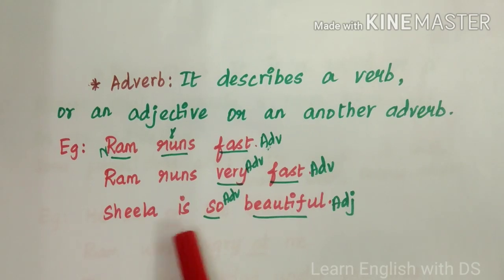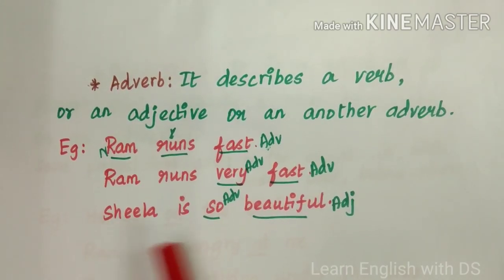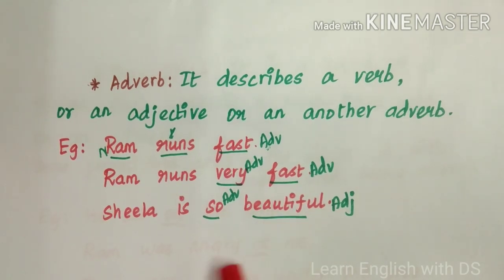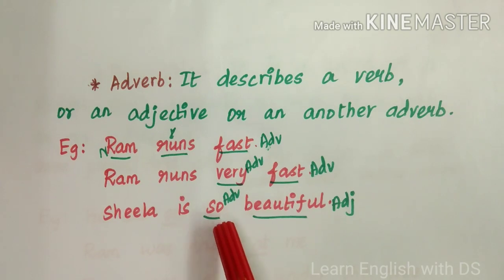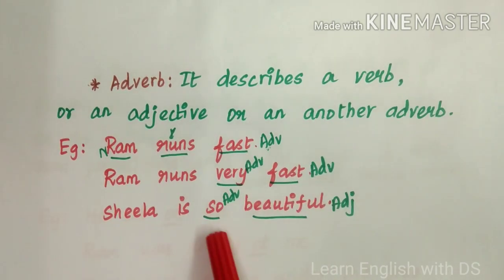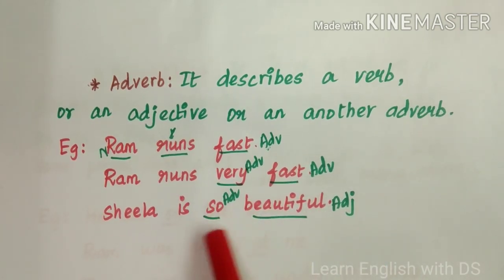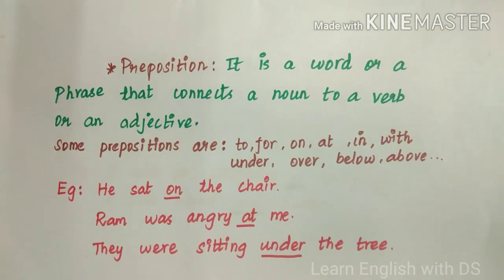Clear? Sheila is so beautiful. In this sentence, Sheila is a naming word, a noun, and beautiful is the word used to describe the naming word Sheila. And so is a word that gives extra information about the adjective. So, an adverb is a word that also describes another adjective. So is an adverb. Adverbs are the words used to give extra information in a sentence. So, even without an adverb, the sentence gives a complete meaning.